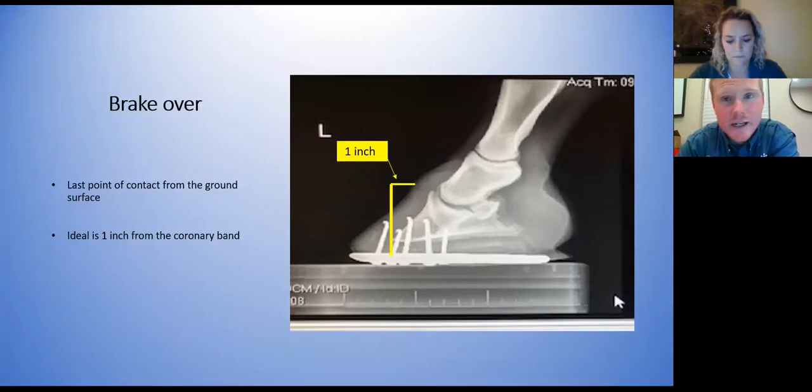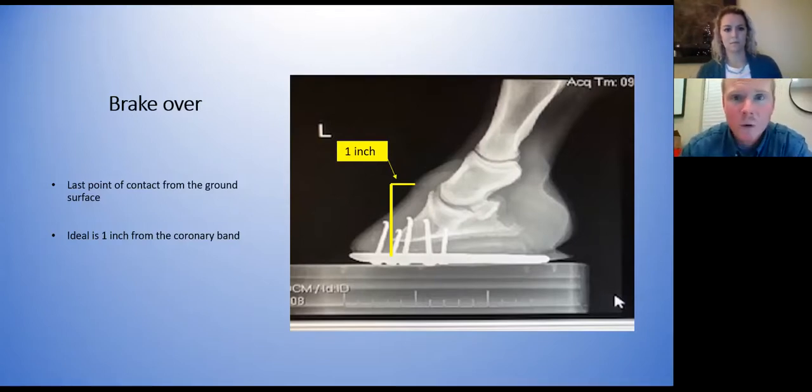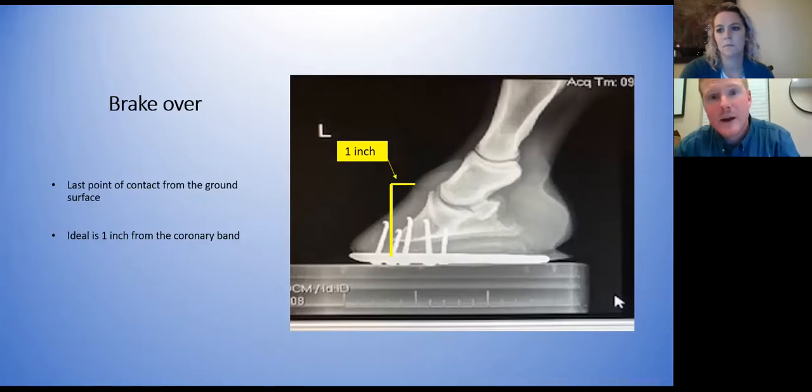The definition of breakover is the last point of contact from the ground surface. And so when the horse were to bear weight and then push off, that actual horse's breakover is about 1 inch longer than it needs to be. And so what that does is create a lot of pressure in the back part of the horse's hoof, okay? Even though the palmar angle, which we already discussed, was normal, is good, okay? But then you have an elongated toe.